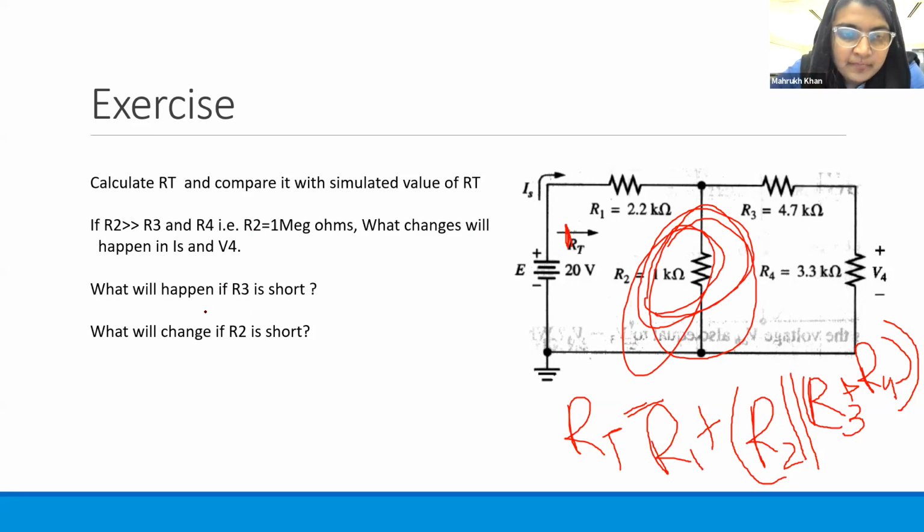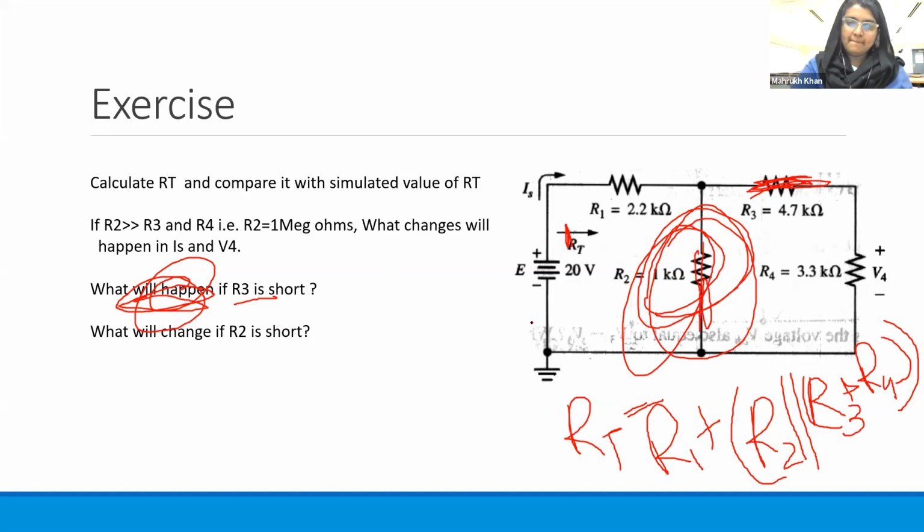Then what changes will be in the circuit if R3 is short? If your R3 is short, what do you think will change in the circuit? Similarly, what will change in the circuit if your R2 is short? These things you need to discuss. Okay? Am I clear about that?